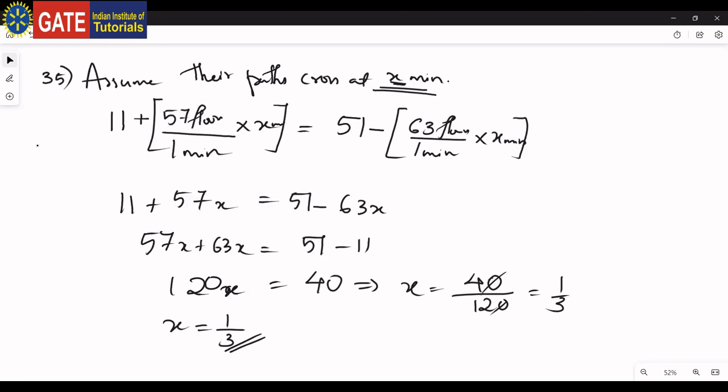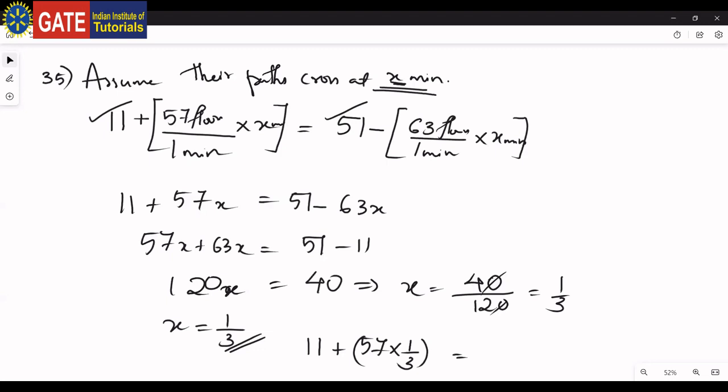Okay. Now, what we have to find out is at which floor it is crossing, right? We have to find the floor number. So put the value of X in either of these equations. Either go for putting it here or in here. Okay. So I'm putting it here. So what happens? The floor at which their paths will cross is 11 plus 57 into X, which is 1 by 3. Got it? So this can give you the number of floors.